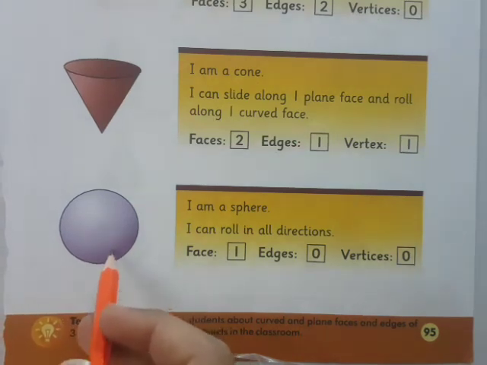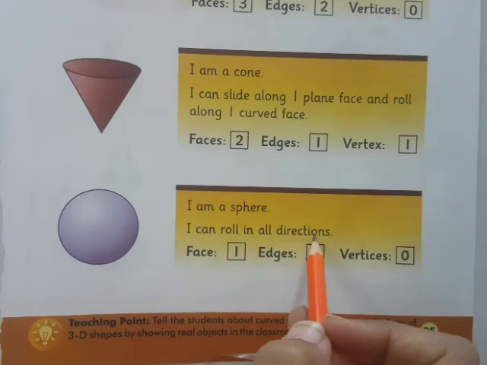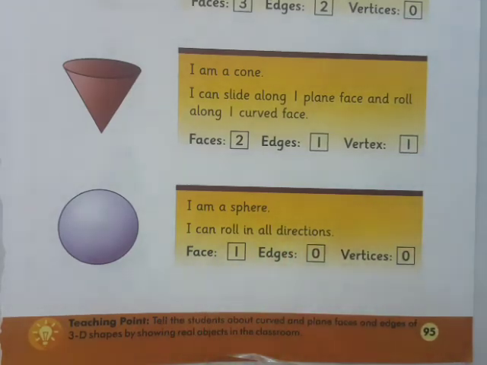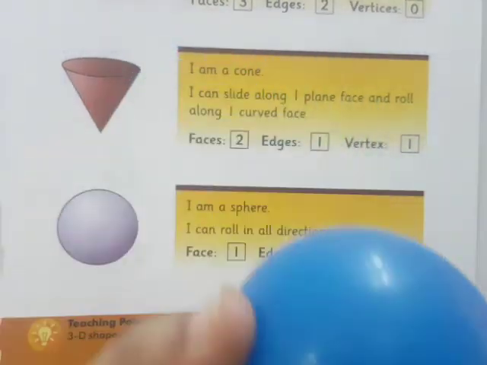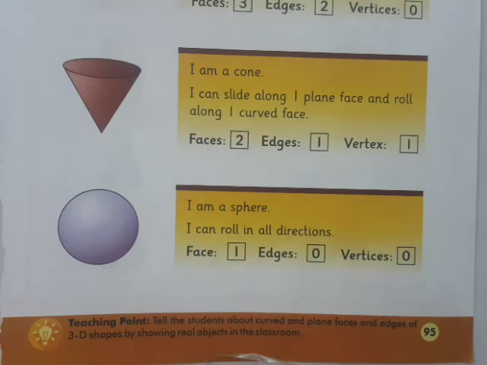Okay, what is the last shape? It's a sphere. I am a sphere. I can roll in all directions. How many faces, edges and vertices does it have? It has 1 face, no edge and no vertex. And it is round from all the sides.